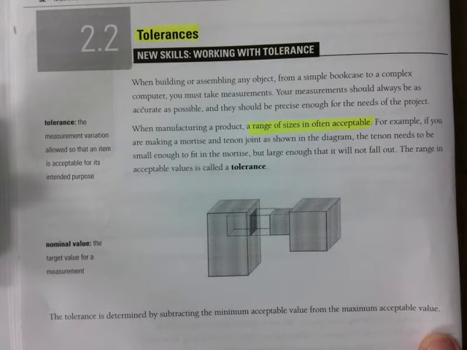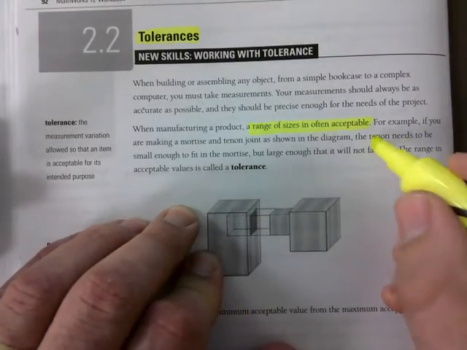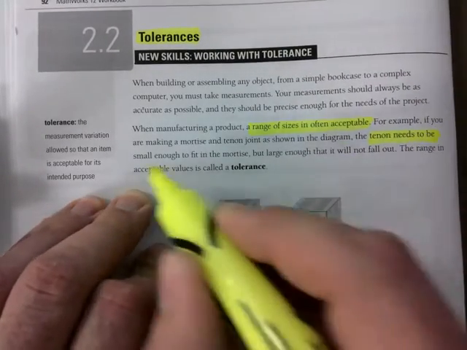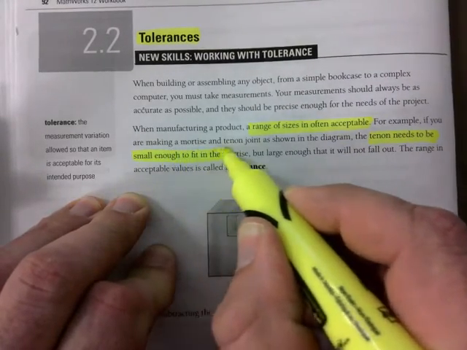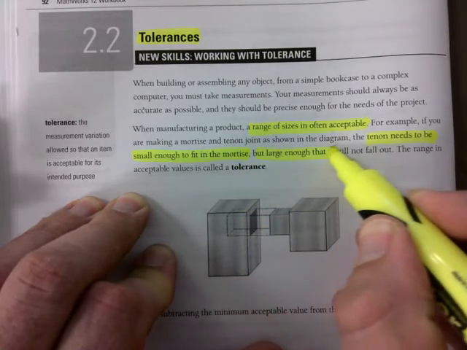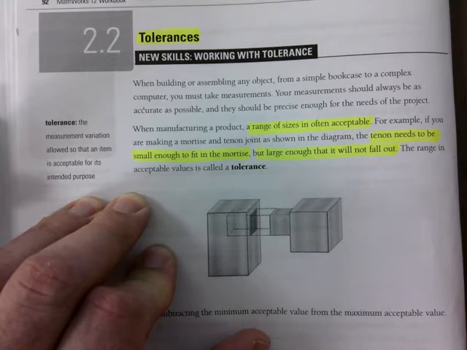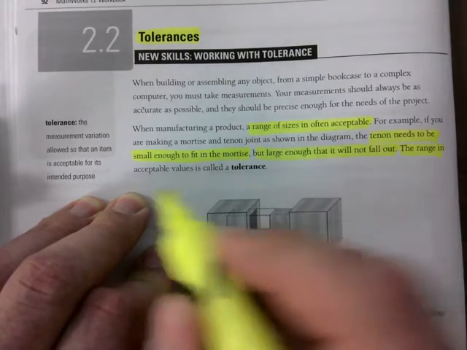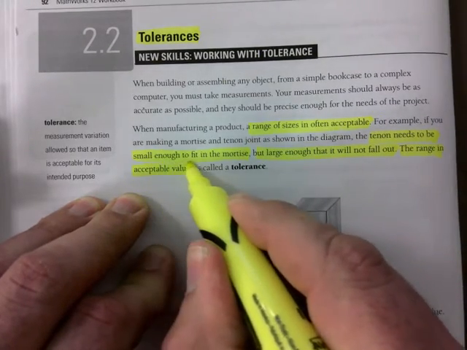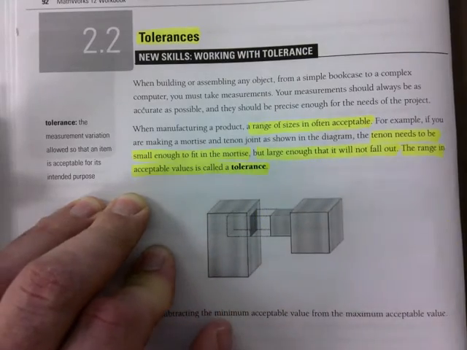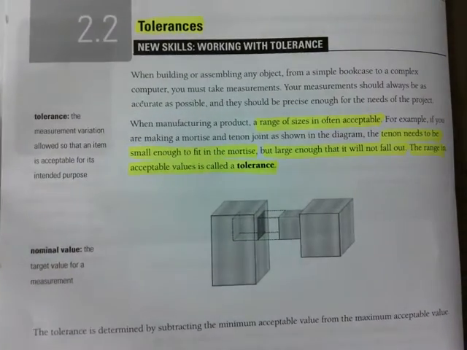For example, if you're making a mortise and tenon joint, as shown in the diagram, the tenon needs to be small enough to fit into the mortise, but large enough that it will not fall out. The range of acceptable values is called tolerance. Very, very important right there.